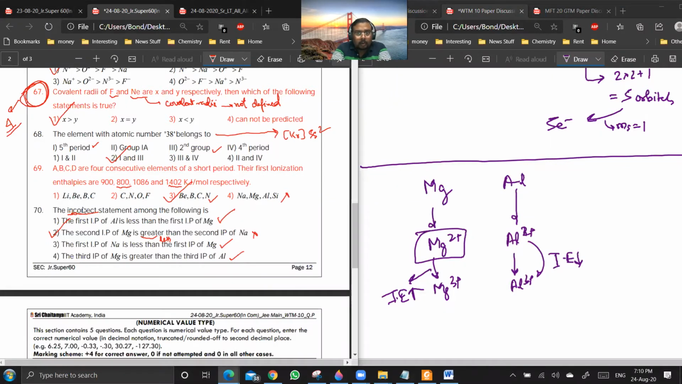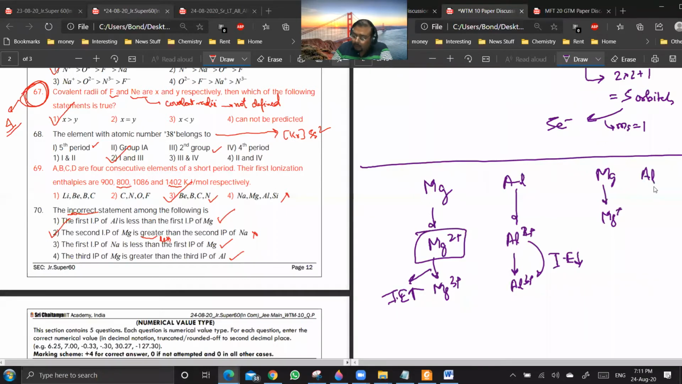Sir, first IP of Mg will be Mg to Mg+, right? Yes. If I'm talking about first IP of Mg, then it is Mg going to Mg+, and in this case Al going to Al+. In this case, again, the stable configuration is disturbed, so this ionization energy will be higher.